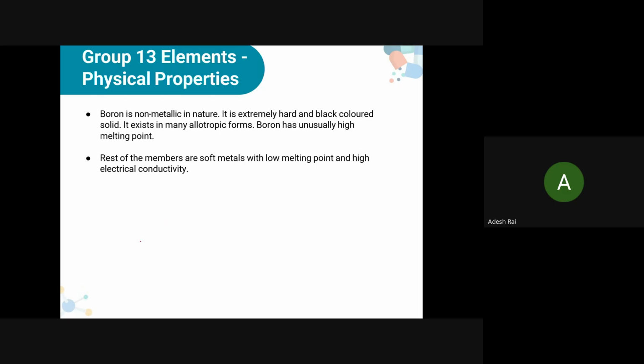boron exists in both forms. Crystalline as well as amorphous, so please note this extra part. The crystalline form is less reactive and the amorphous form is more reactive. Got it? Crystalline form is less reactive and amorphous form is more reactive.